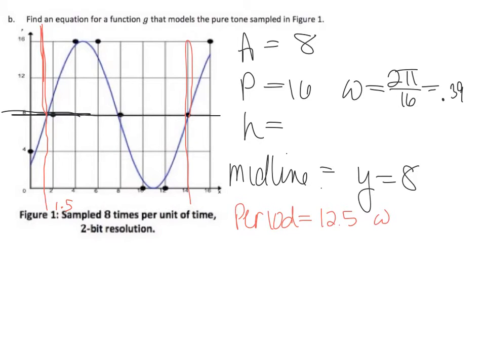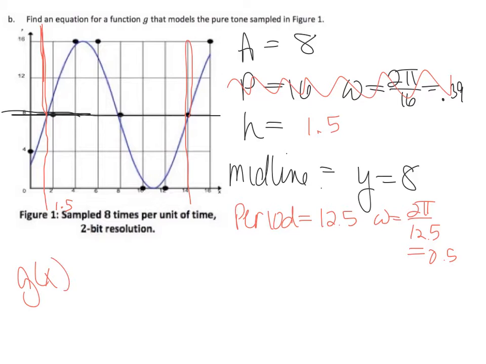So omega is 2 pi over 12.5, which is 0.5. So we're going to use that one. Cool. So our h was about 1.5. Okay, let's write our equation.